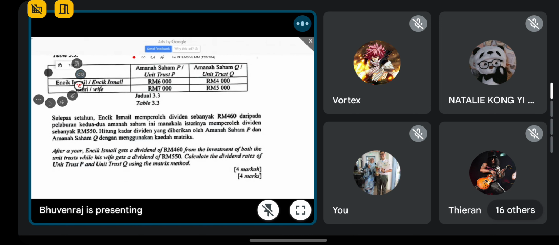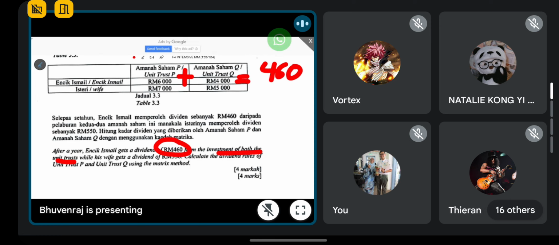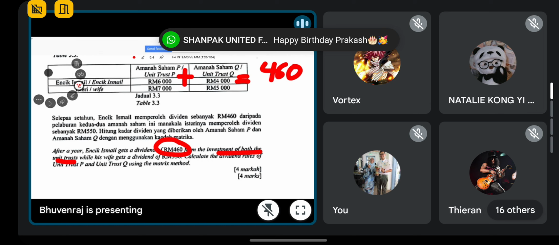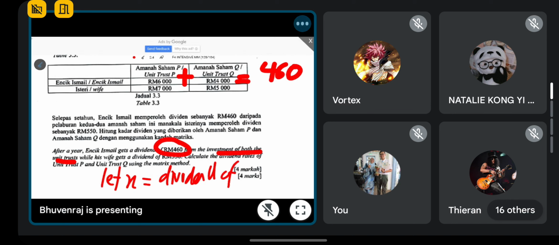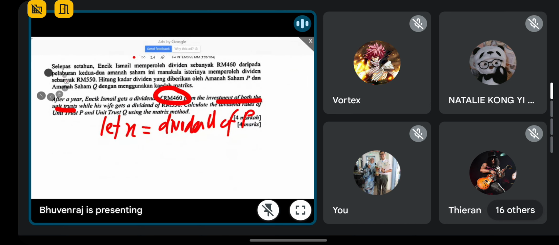Okay, so you see together. They say Encik Ismail gets a dividend of 460, highlight, from the investment of both unit trusts. Okay, means that these two plus should give you a dividend of 460. Agree? Okay, but this is not it. Semuanya bukan kat sini saja. You must make sure you understand the dividend formula. So you have to make an assumption over here. Let X equal the dividend of P. Kita boleh ubah kat dia lah, baru kita boleh selesaikan, right? Okay, so we say Y equals the dividend of Q.